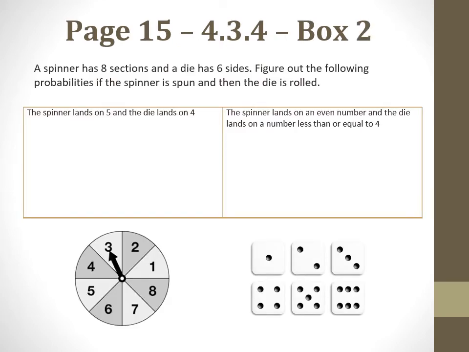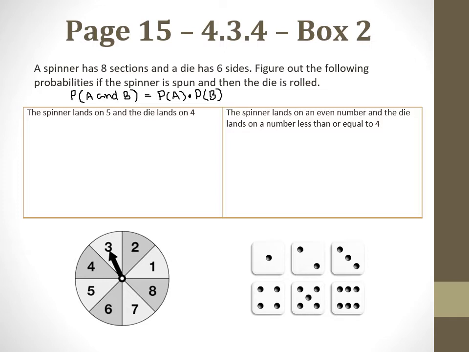This is starting in box 2. A spinner has 8 sections and a die has 6 sides. Figure out the following probabilities if the spinner is spun and then the die is rolled. So remembering that the probability of our two events, A and B, is going to be equal to the product of the first event multiplied by the probability of the second event.